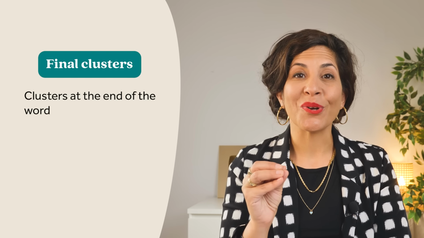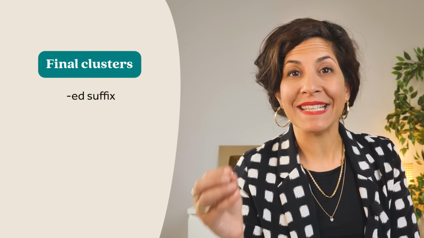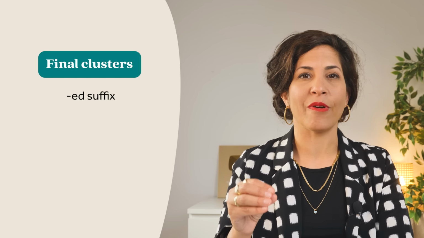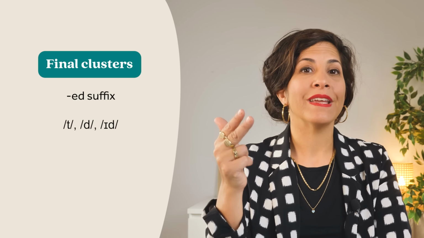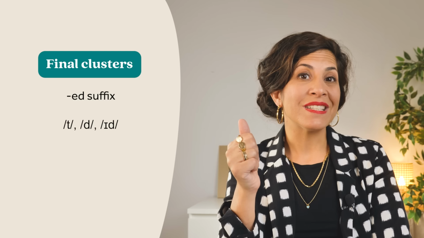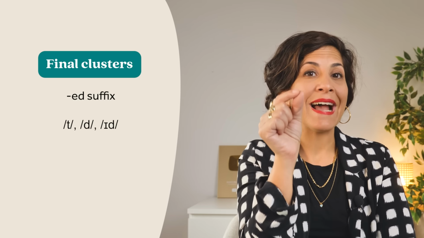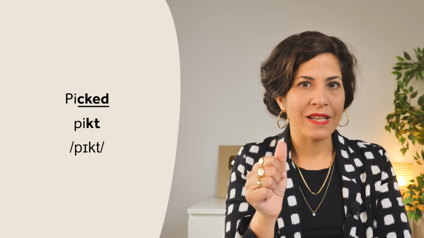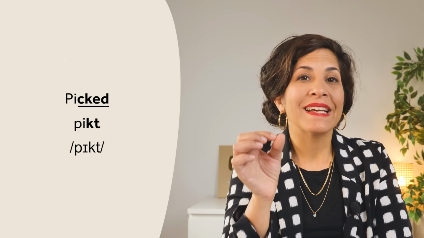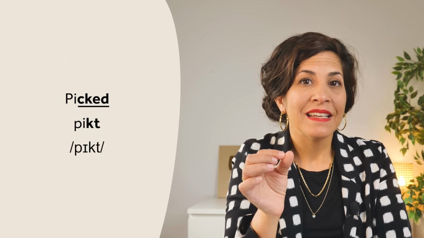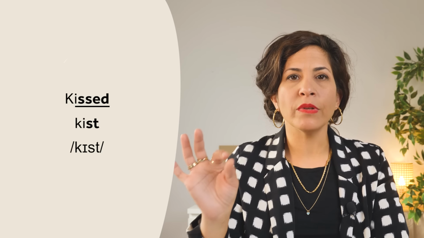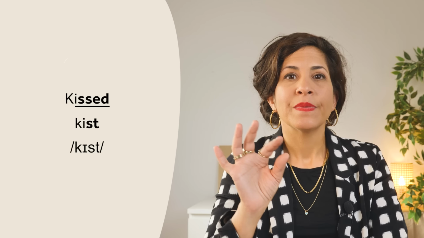Okay, so clusters that are created when you add the ed suffix. So the ed suffix, I have a video about it, but the ed suffix is pronounced either as t, d, or id. And when it's just t and d, we want to connect it to the sound before. For example, picked. Okay, it's not picked, it's picked. Kissed. St. So do it slowly. Kissed. Picked. Helped.